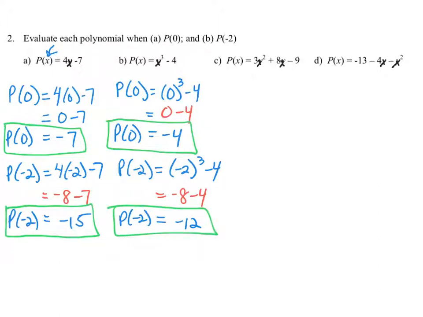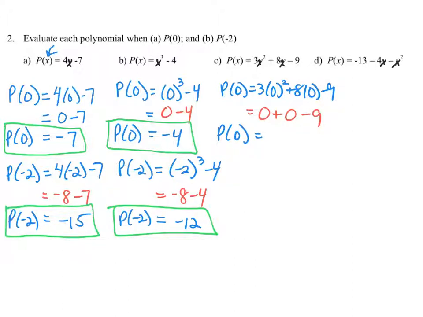In example C, we want p of 0, so it's going to be 3 times 0 squared plus 8 times 0 minus 9. And when we simplify that, it's going to be 3 times 0 is 0, 8 times 0 is 0. So p of 0 is equal to 0 plus 0 minus 9. P of 0 is equal to negative 9.